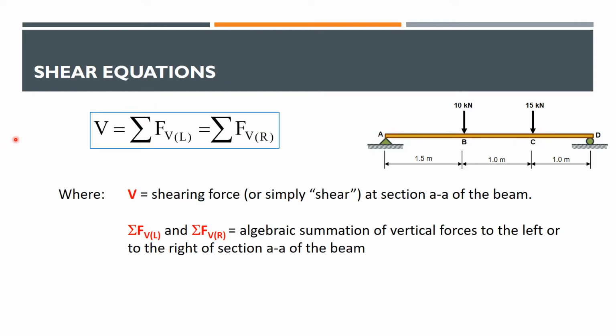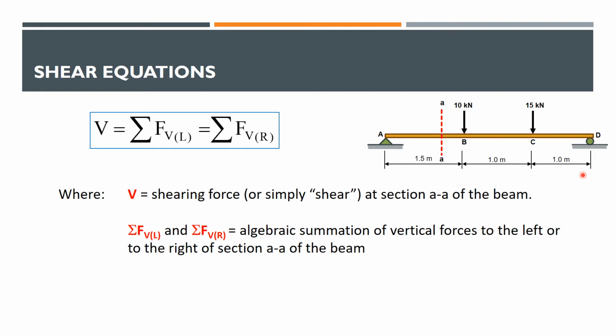So we have here the shear equations. In shear equations, we will sum up the vertical forces to the left or to the right of a section AA. So ano yung section AA na binanggit dito? So for example, ito ulit yung beam natin kanina. I just made it a little smaller.